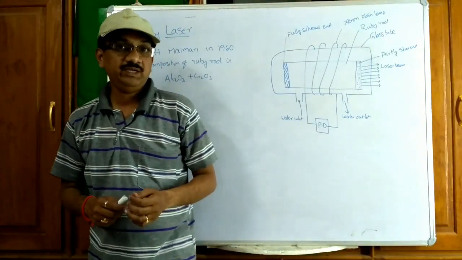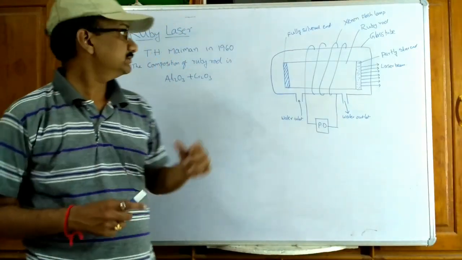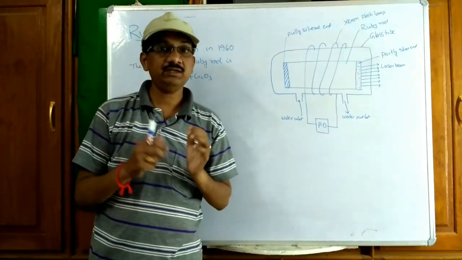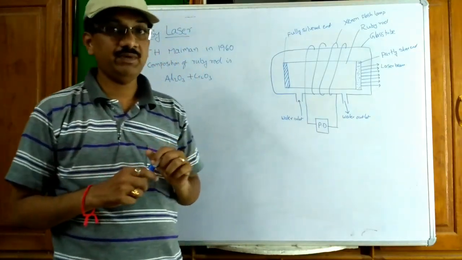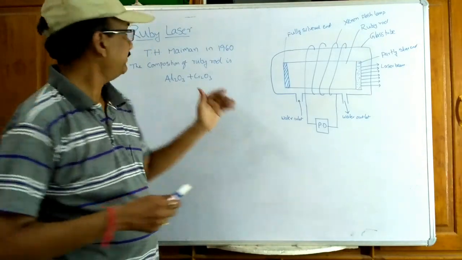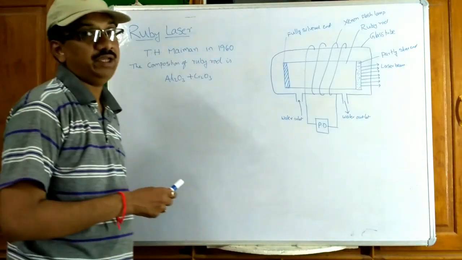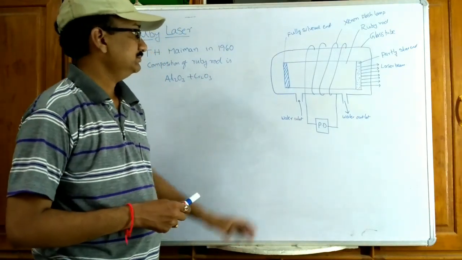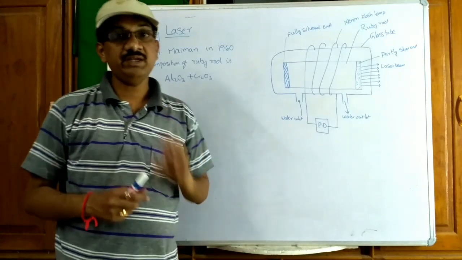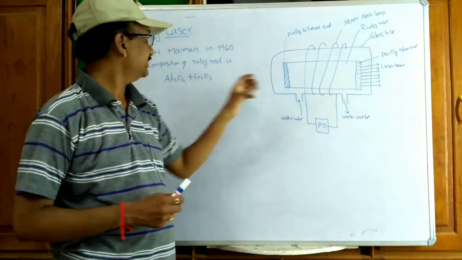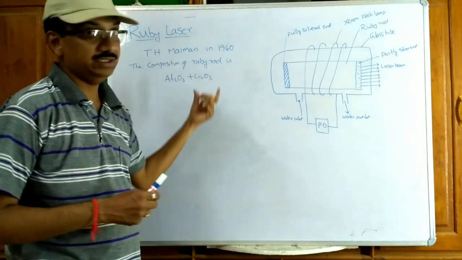Today my topic is the ruby laser. This is the ruby laser. It gives a red color laser beam as output. Actually, it was explained by Maiman in 1960. The main material, that means the active medium used in this laser, is a ruby rod.